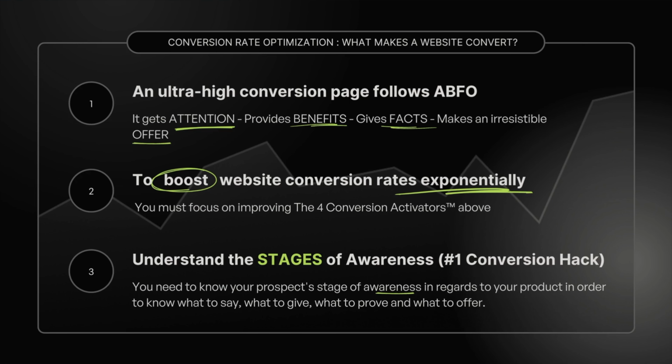Here's a summary of what we've seen in this section so far. First, the most effective tool to convert new customers is through a landing page that follows the 4 conversion activators, ABFO. It's a landing page that gets attention, provides benefits, provides facts, and makes an irresistible offer. Second, to boost your conversion rate exponentially, you must focus on improving the 4 conversion activators. And third, understanding the stage of awareness of your traffic is what will determine what you have to say and what you have to offer in order to convert them.